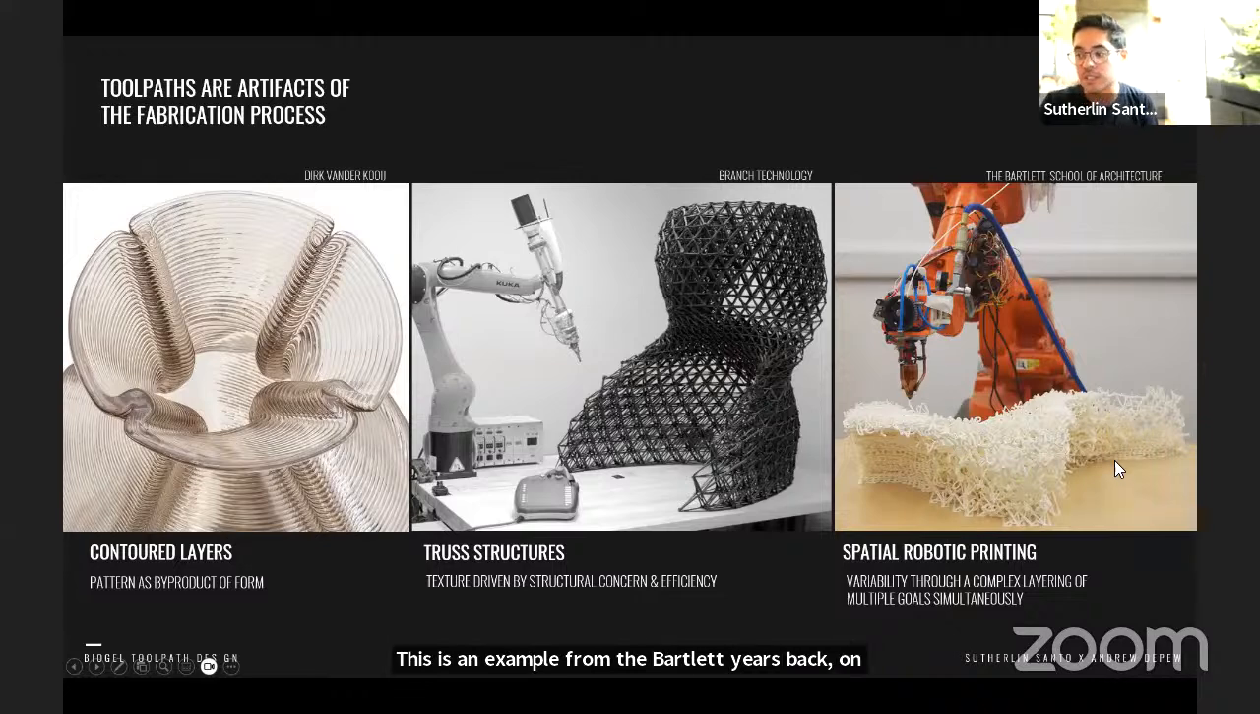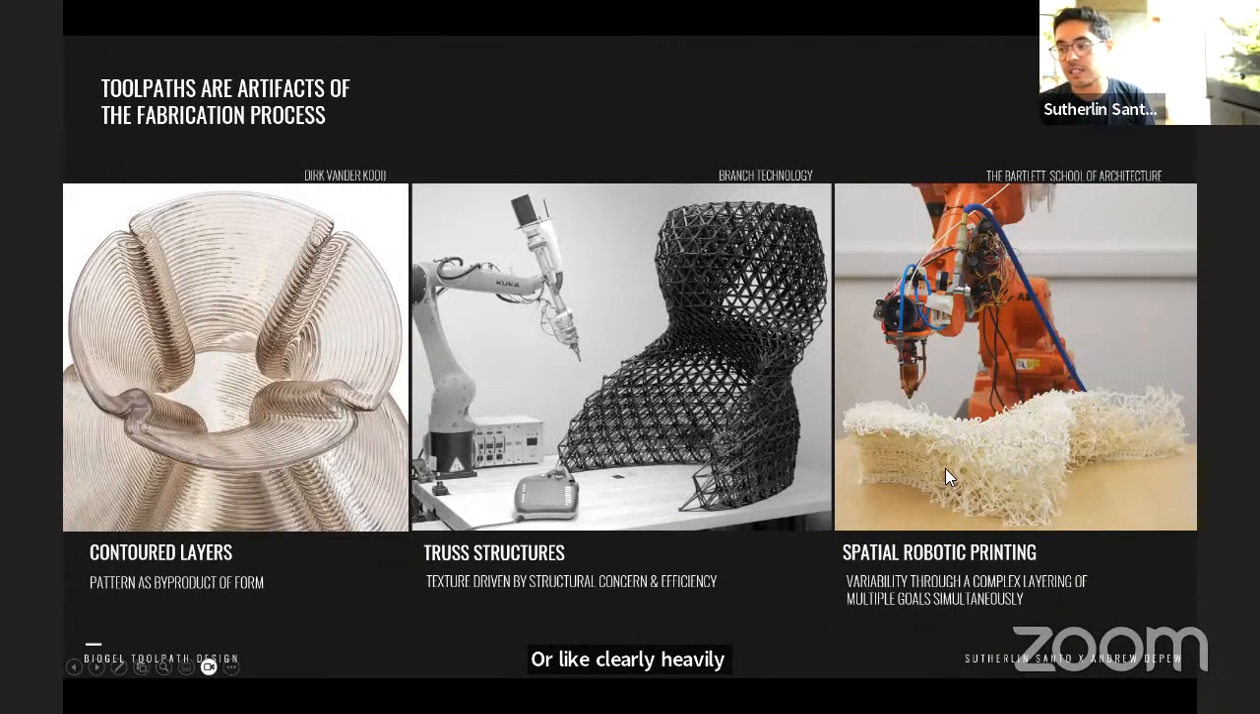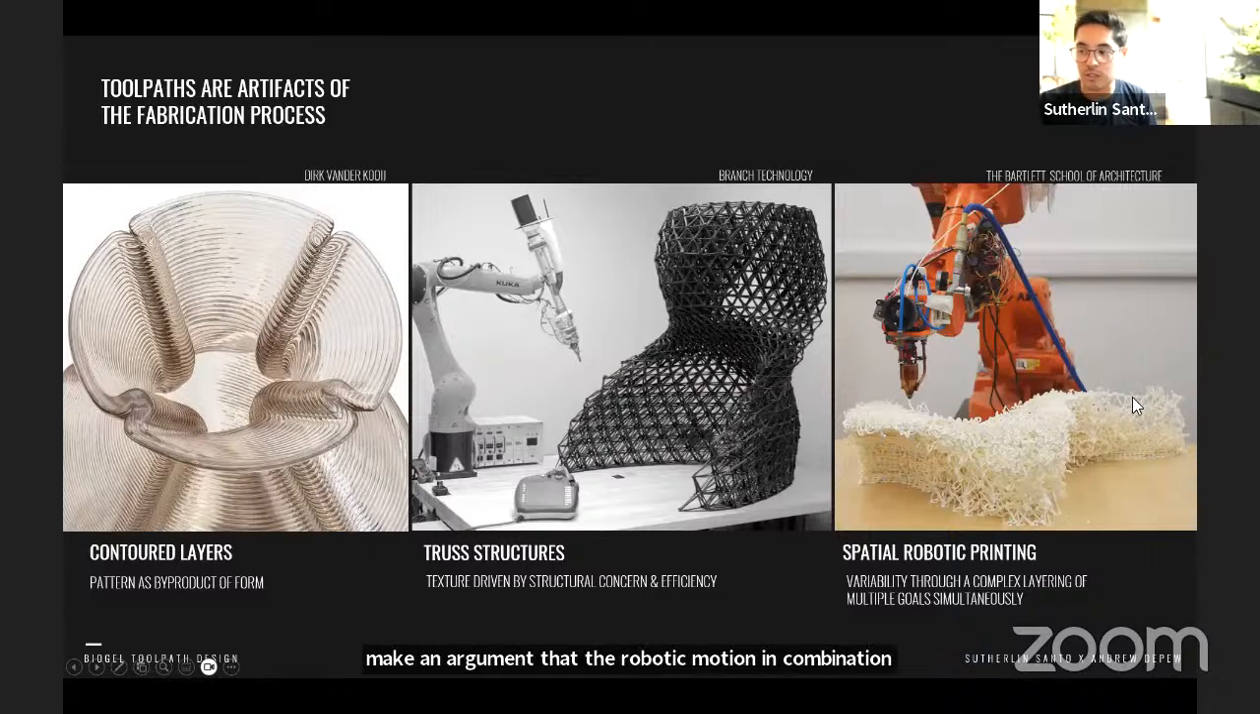You can see here that in this particular instance, that sort of like lattice structure, and there's a mass amount of variability that comes through this layering process, where the robotic motion's artifacts are clearly heavily influencing this aesthetic of controlled to loose regions, where we could start to make an argument that the robotic motion in combination with the material itself and the overall design all come together into something that is designed from the ground up.